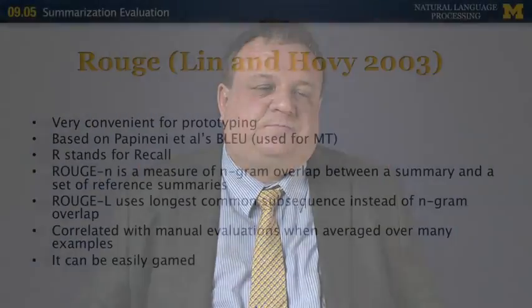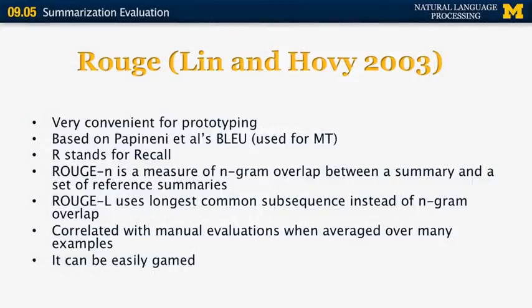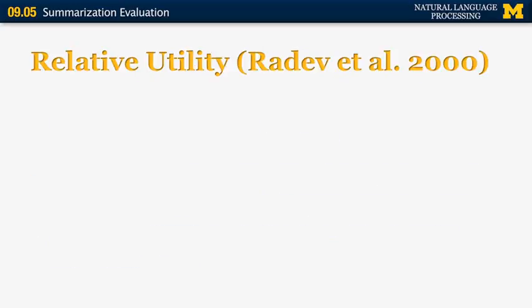So why is this important? Well, because manual evaluations are very expensive, whereas Rouge is automatic and can be computed very easily. The only thing that you need to do is to have gold standard summaries by multiple humans. Rouge has some problems, such as that it can be easily gamed, but this is not that much of a concern. Another metric related to Rouge and precision and recall is relative utility.